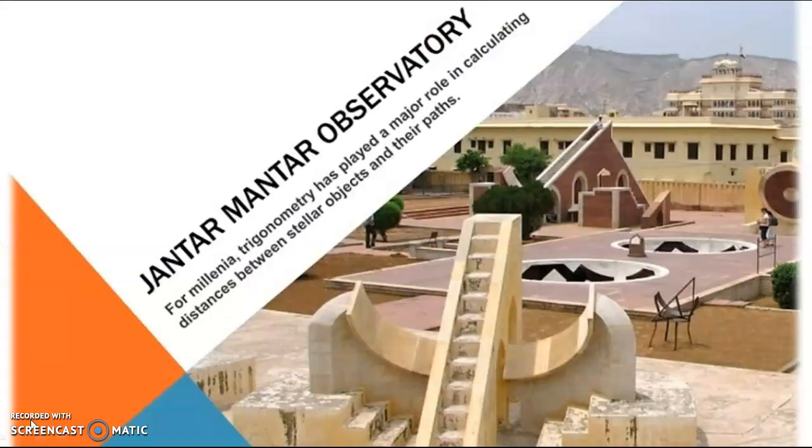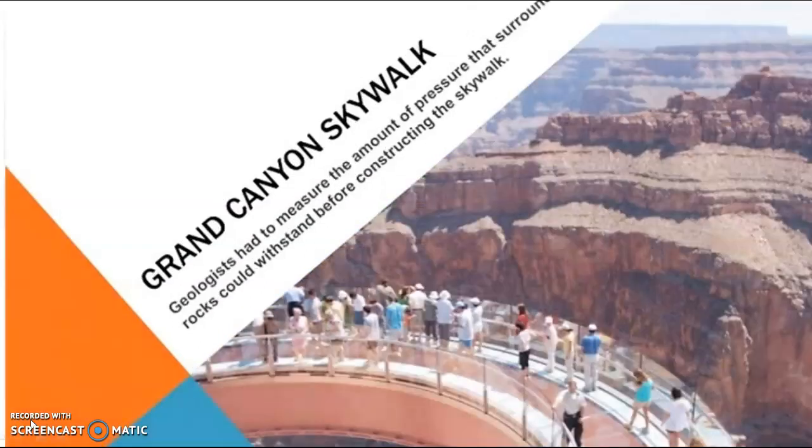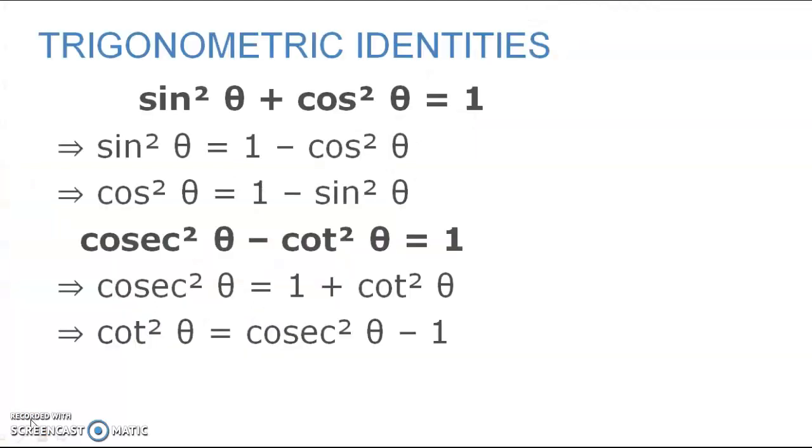Next is Jantar Mantar, which is also based on trigonometry. Its major role is calculating the distance between stellar objects and their path. That is also based on trigonometry. The next is the Grand Canyon Skywalk, which is also based on trigonometry. These are major day-to-day life examples based on trigonometry.